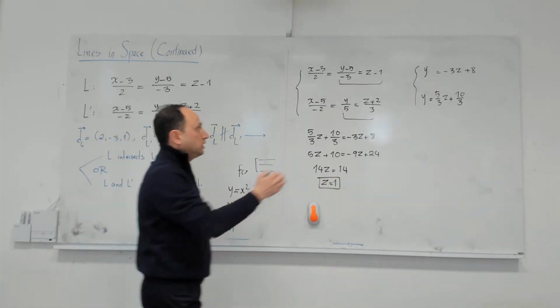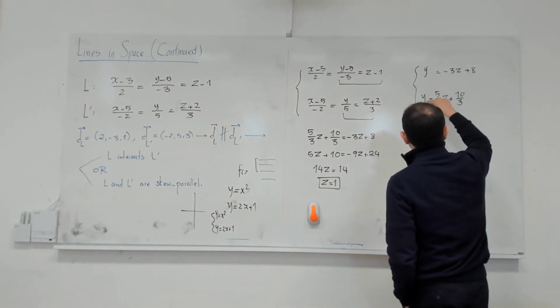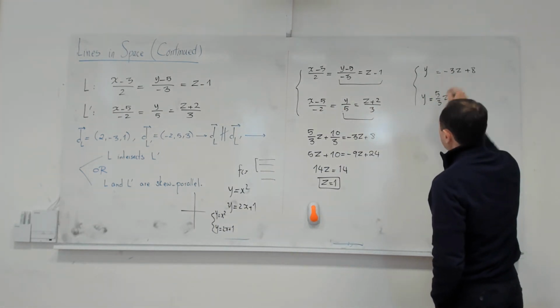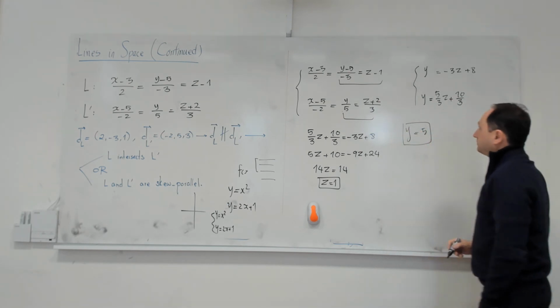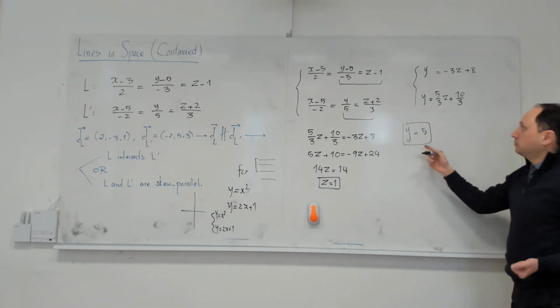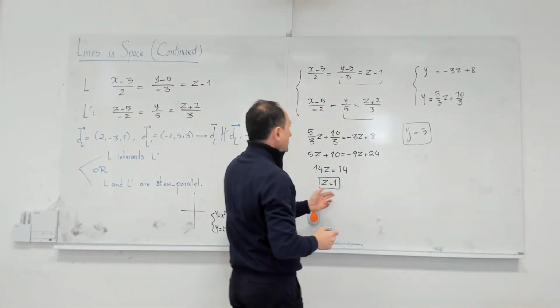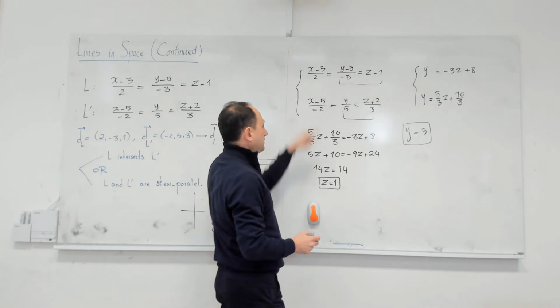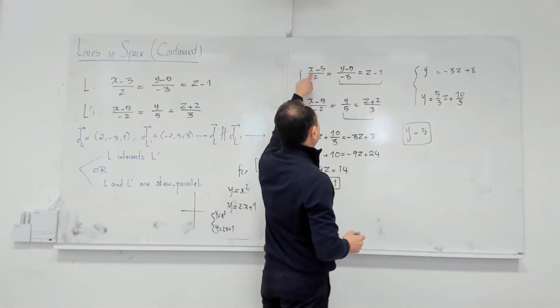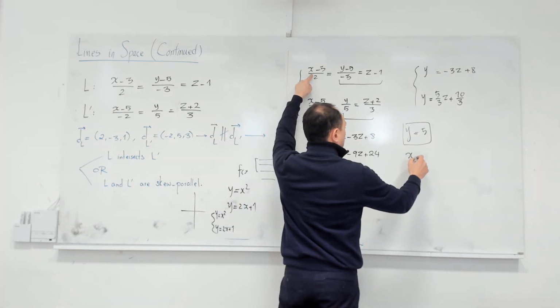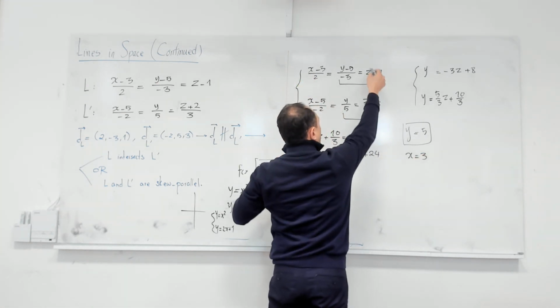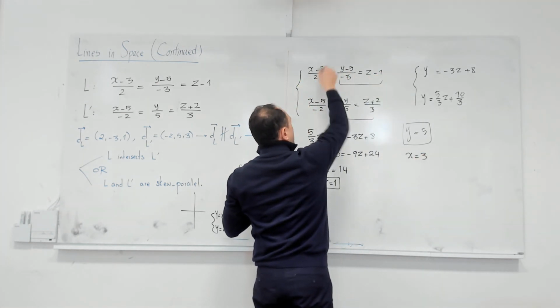And then I put it in one of these equations. It doesn't matter, they give you the same answer, but it is easier to put it here. So y becomes what? 5. Yes? And by the way, for finding x, z equal to 1 is enough. So what is x? I put z here, and I get what? 3, yes? Because if I put 1 here, this fraction becomes 0, so x is equal to 3.